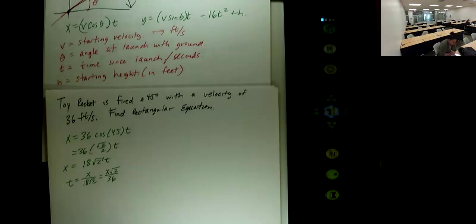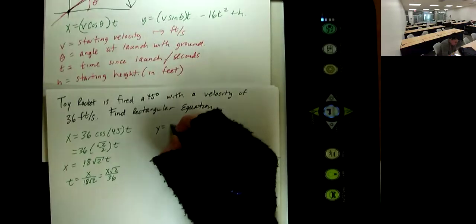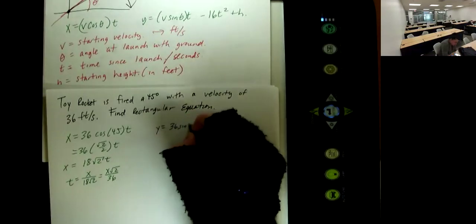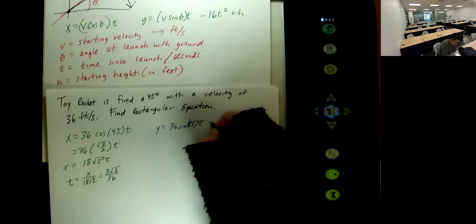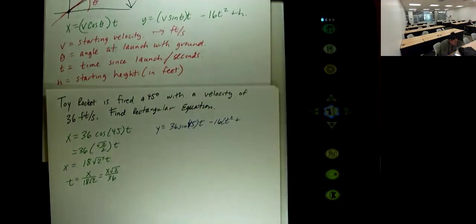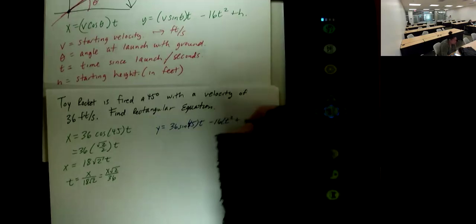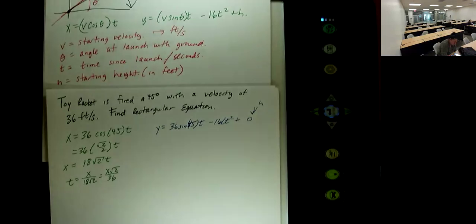We look at the other equation, we've got y equals 36 sine 45 t minus 16 t squared plus h. Let's say it's fired from 0, so plus 0 for h. Because you're not gonna fire a rocket from your hand, you're gonna have it sitting on the ground and just launching it. Right, that makes sense.